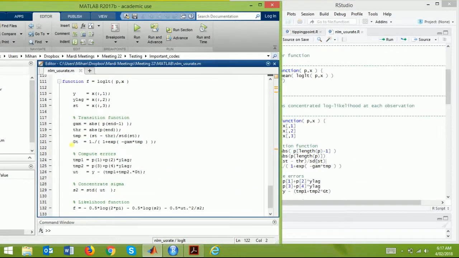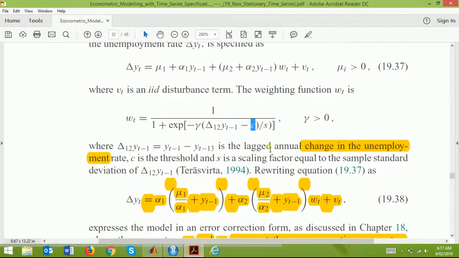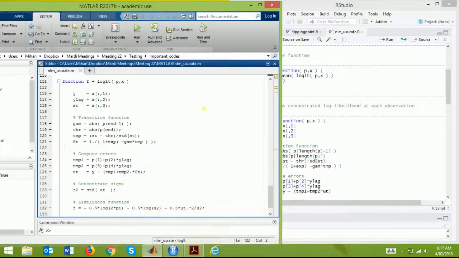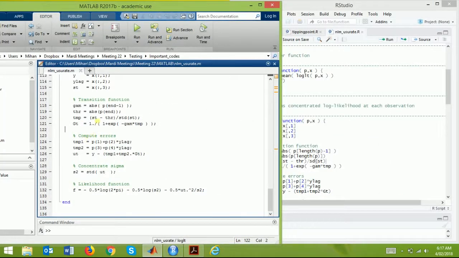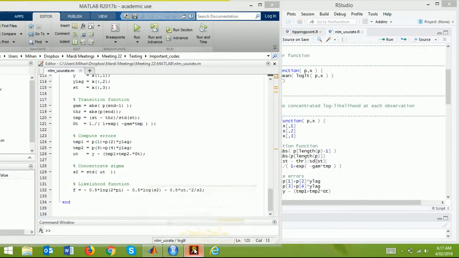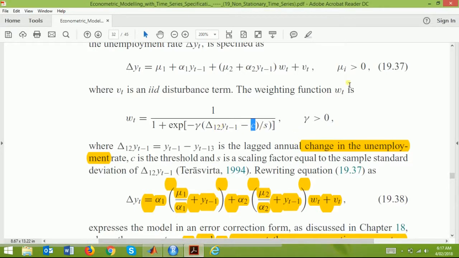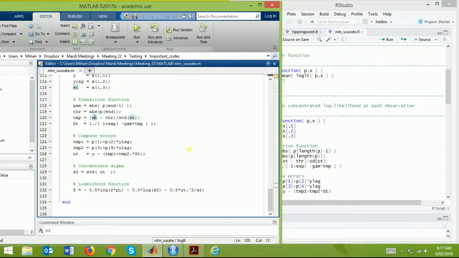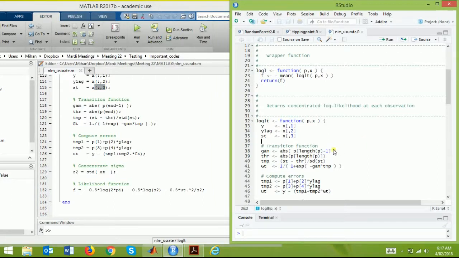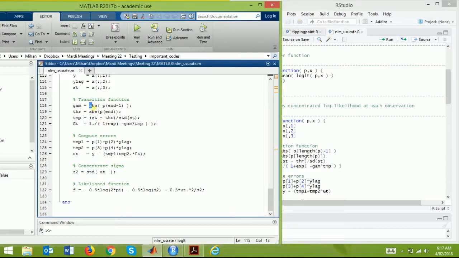So we have this equation now, which is (ST minus C) divided by S. That is, ST minus threshold, divided by the standard deviation. You may ask why we are not taking gamma minus threshold.